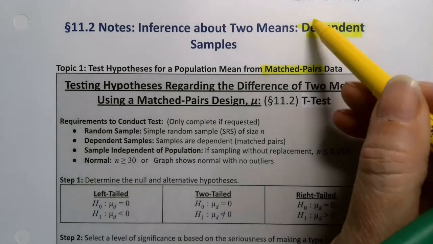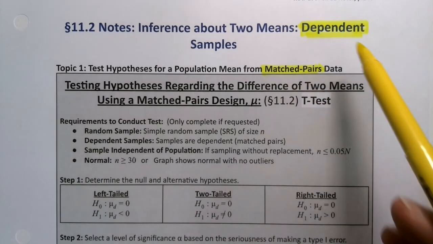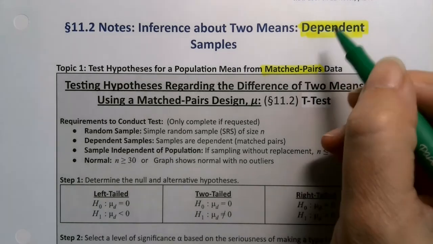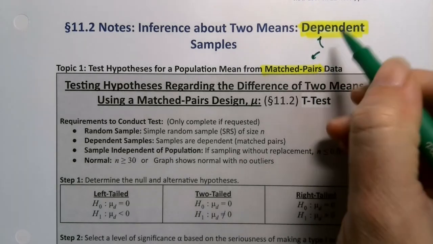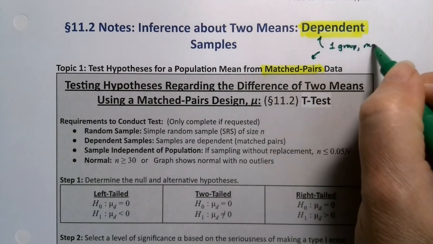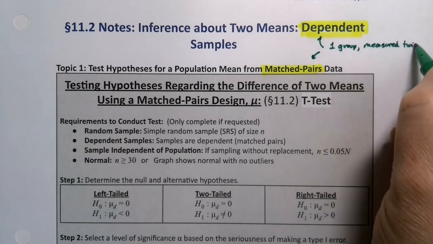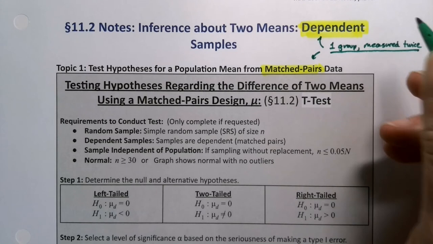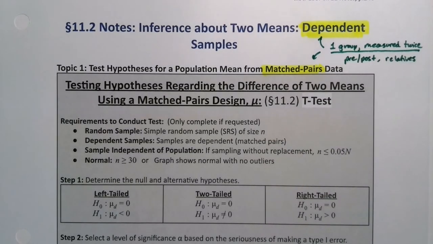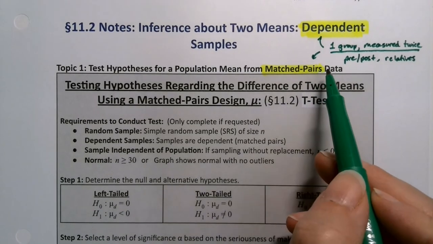In section 11.2, we're going to be conducting inference on two groups, but this time it's going to be for dependent, aka matched pairs data sets. So when you think of that, remember, those are the ones that are one group measured twice. If you think of pre and post test, or a before and after, or people that are relatives of each other, that are not independent of each other, those would be dependent groups.